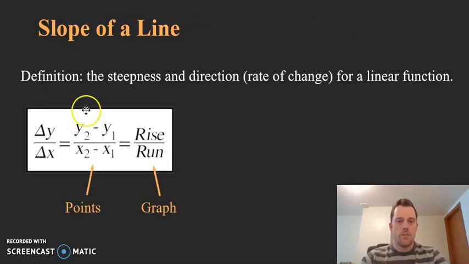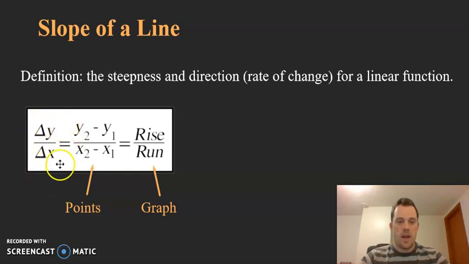So definition, you can look at it as the steepness and direction that a linear function has, or the real world connection we have is what is the rate of change that is happening. So we denote slope with this Greek letter delta. So delta y, or change in y, divided by the change in x.